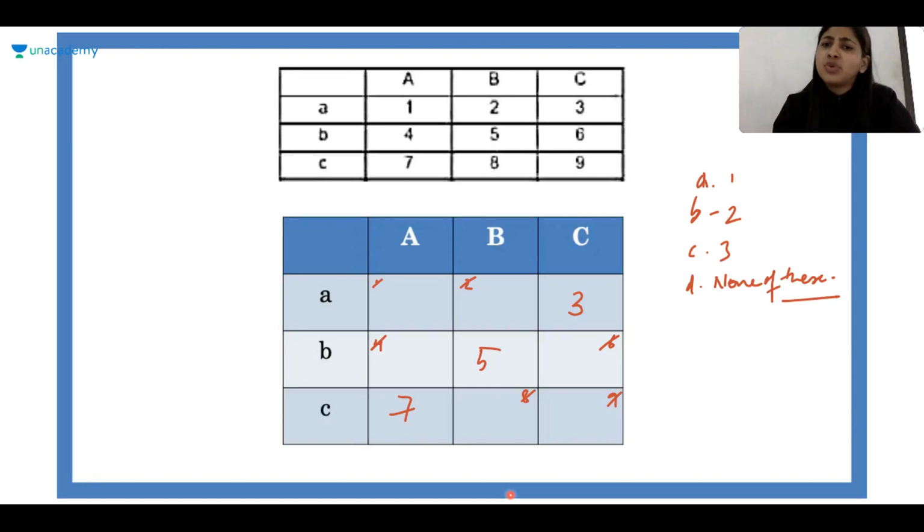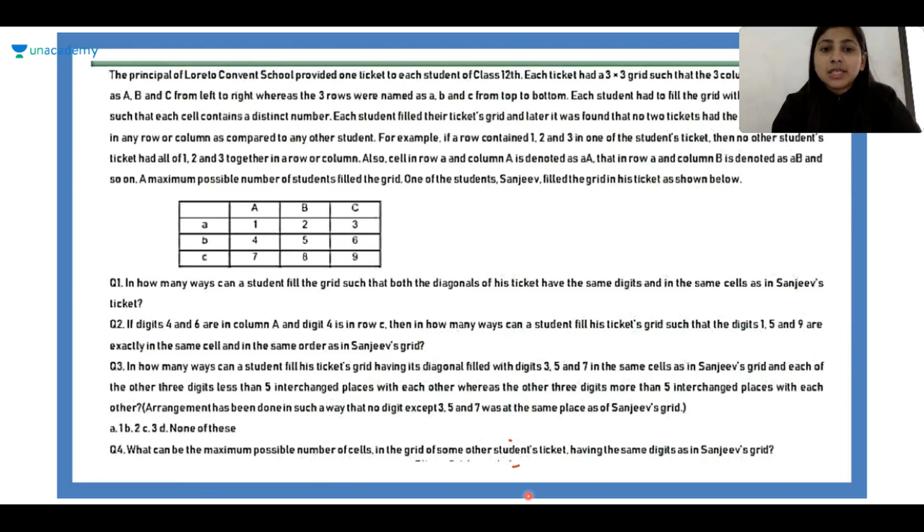Yeah, we'll get very few cases here. So this was an easy question. So maybe you could have partially attempted, okay? So you should also have the habit of partially attempting questions. Okay, that also helps.